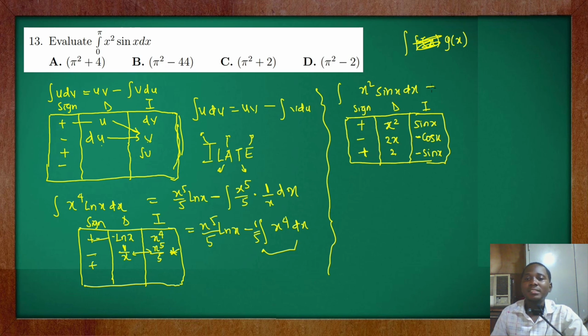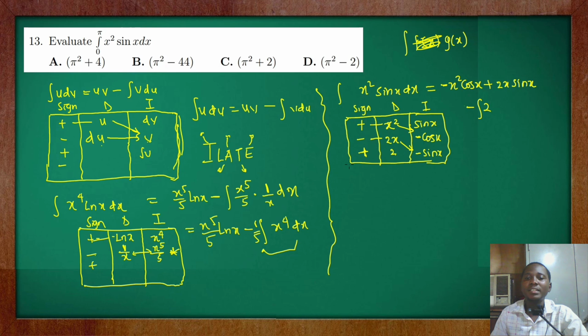So that means this is simply x squared multiplied by minus cos x. That means I'm going to have minus x squared cos x. Then here again you pick minus 2x multiplied by minus sine x. That means we are going to have plus 2x sine x. Then lastly, we now have plus the integral of 2 times minus sine x, because here plus times minus will give us minus, so this should be negative.